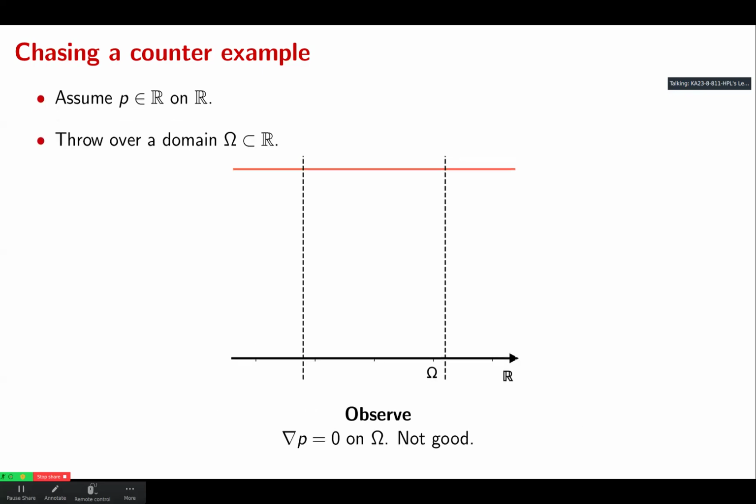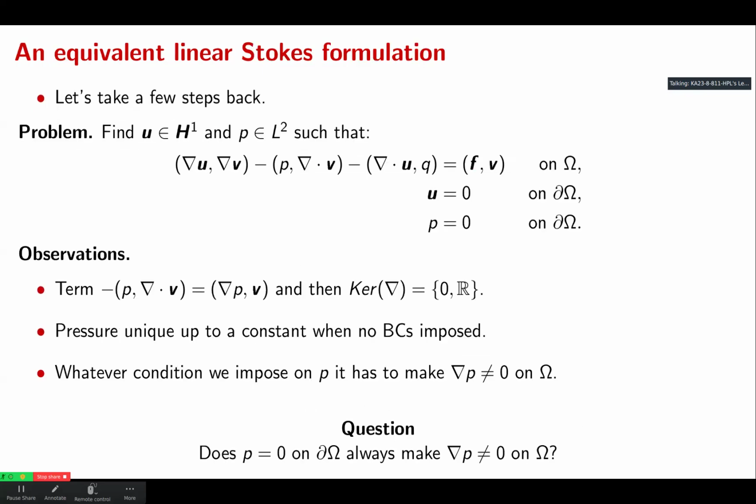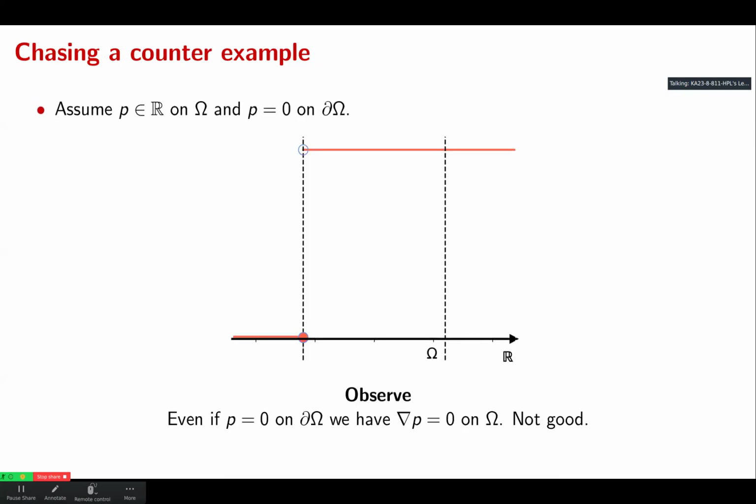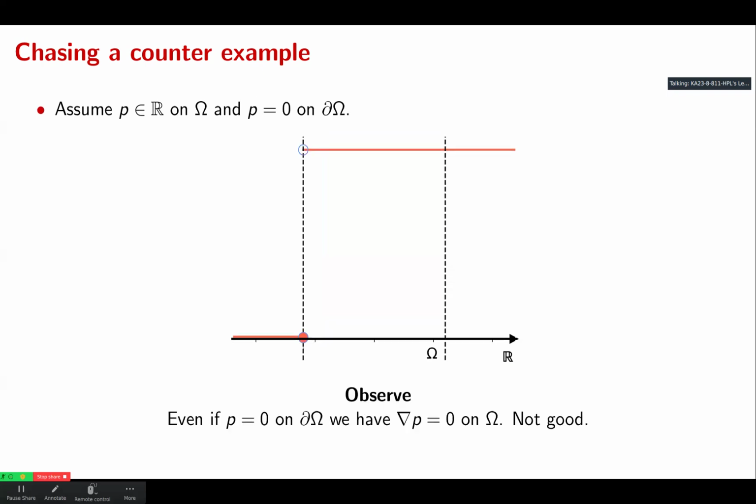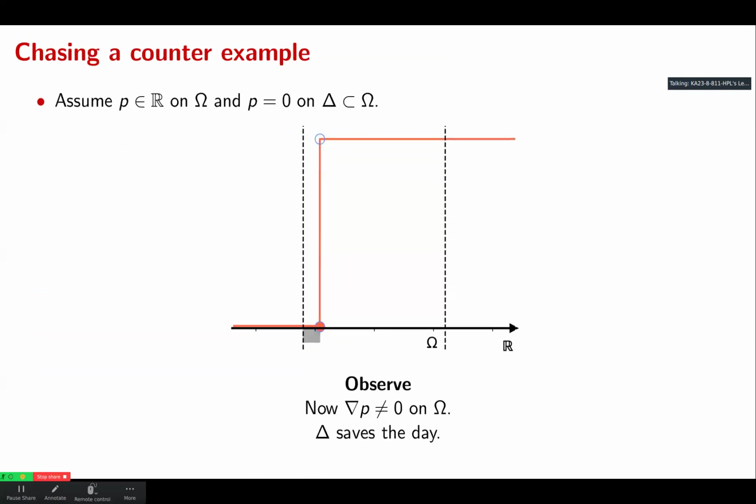So now let's follow this. We want to impose a zero boundary condition on the pressure. Remember that the pressure lives in L2, so I can allow a jump discontinuity anywhere. And the boundary I consider now is just this left boundary. So if I impose this zero boundary condition through this jump discontinuity, open interval here, closed here, I still get that the gradient of P is equal to zero, which is not good. That means that this is a counterexample, that this will not work.